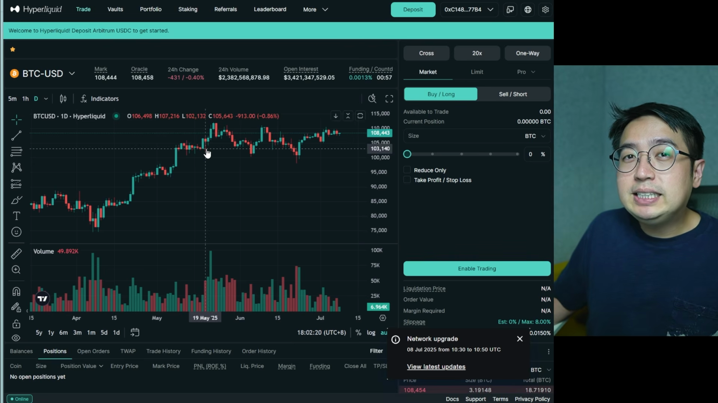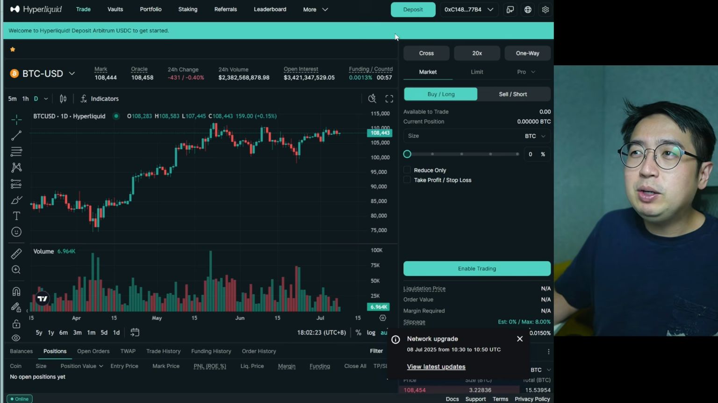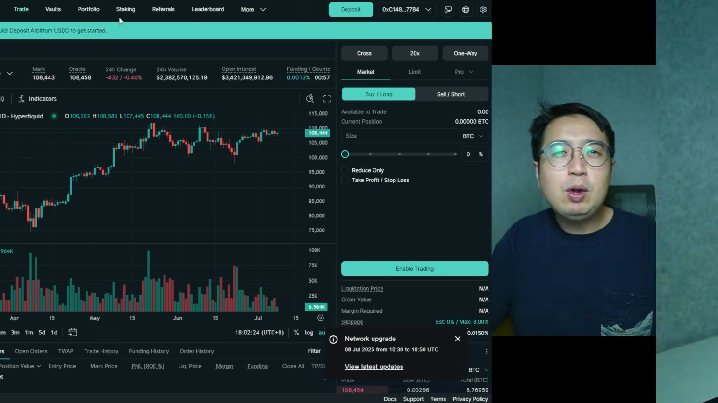How to make a deposit into Hyperliquid. So we're going to speed run this because I'm going to assume you already have a crypto wallet, you know how to move assets on chain, but if you don't, let me know in the comments and I'll create a more detailed video about wallets, and I'll let you know in the future.